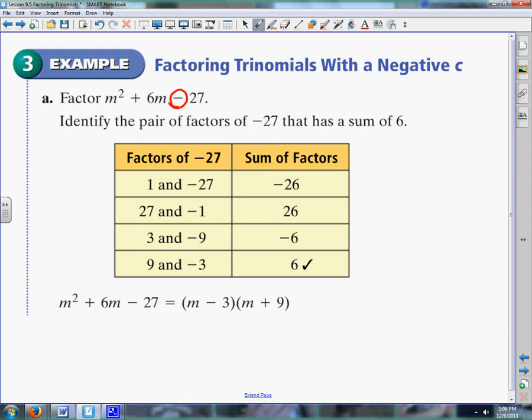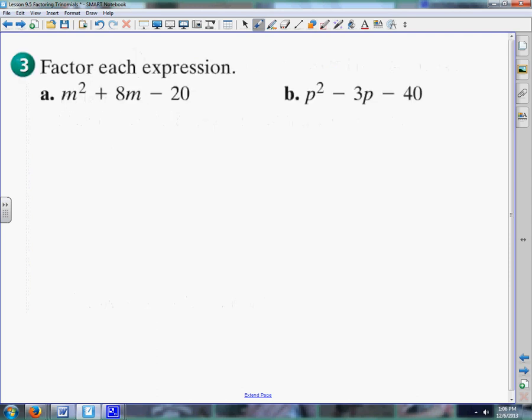So if I were to do, let's do A. So 20. I have 1 times 20, so that doesn't work. And then I have 2 times 10. Well, now I'm subtracting, so that's going to work because 2 and 10 subtract to get 8, because I want to try and get 8. Now, you have to be strategic when you factor them. So it's going to look like this.